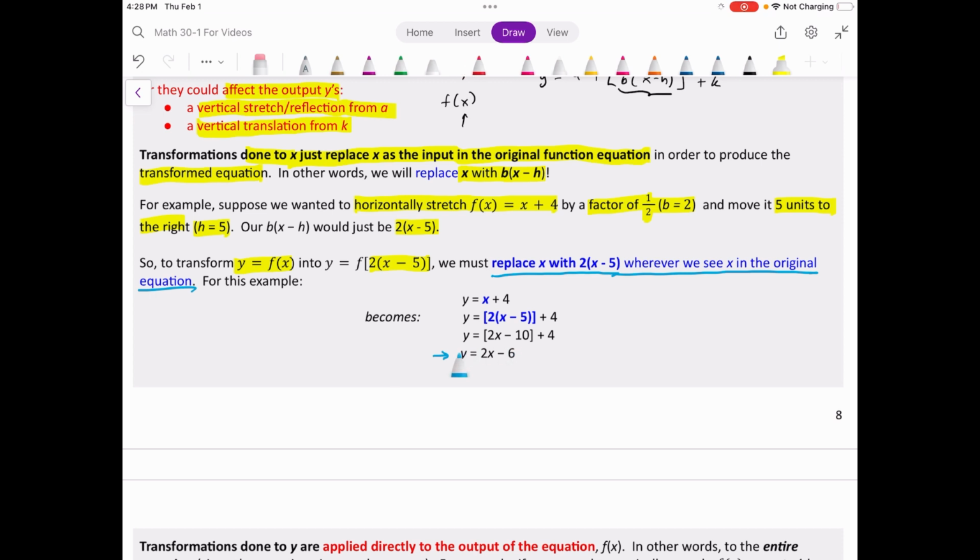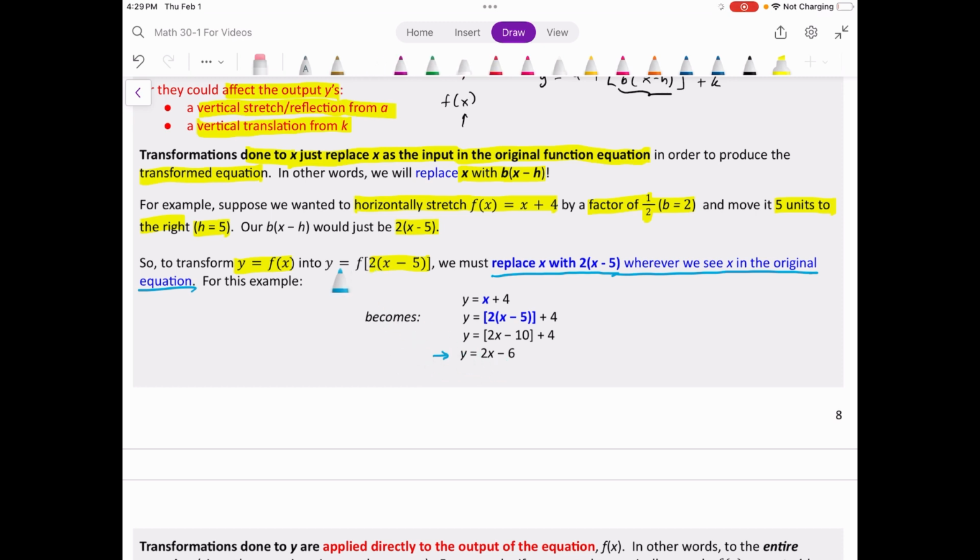If I graphed y equals x plus 4, and then I graphed y equals 2x minus 6, I would see that this one looked exactly like this one, except it had been horizontally stretched by a factor of 1/2, and then shifted 5 units to the right, okay? So that's what we've come up with here now. This one requires us to still refer to f. This doesn't. You could put this in your calculator and graph it, or even graph it by hand.